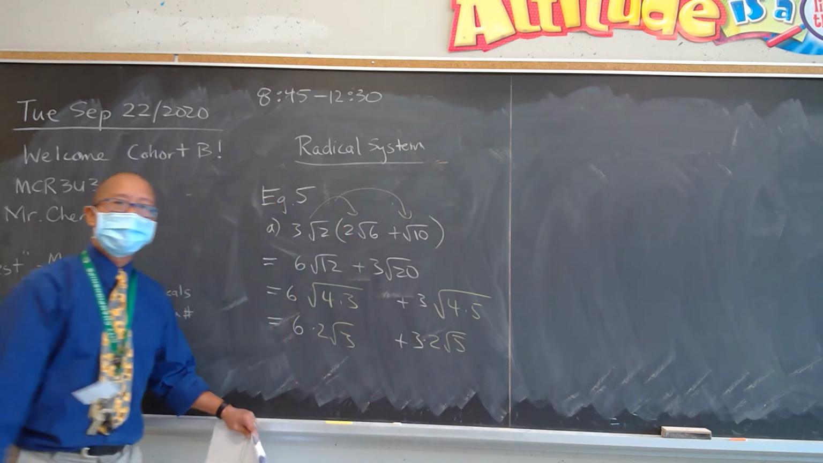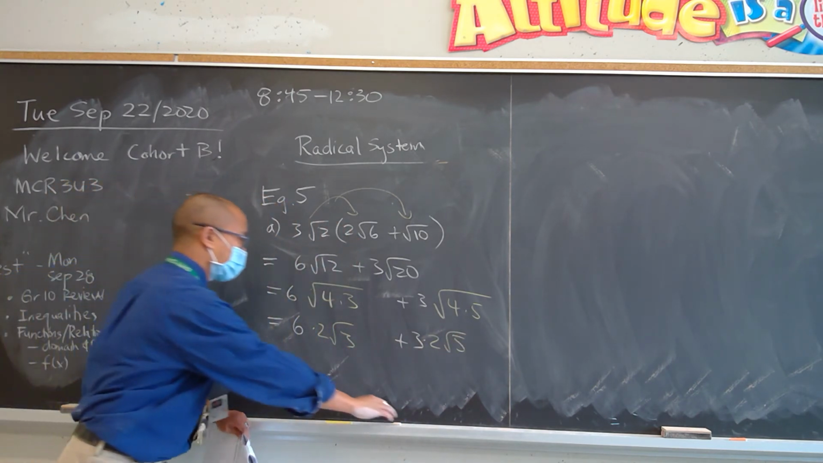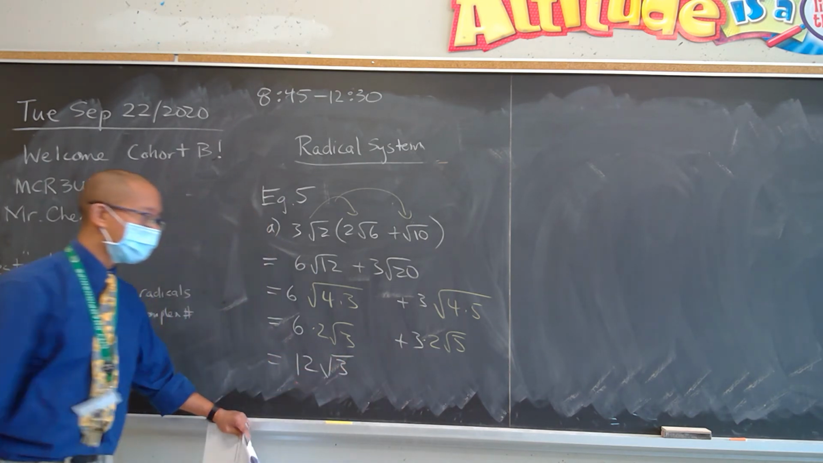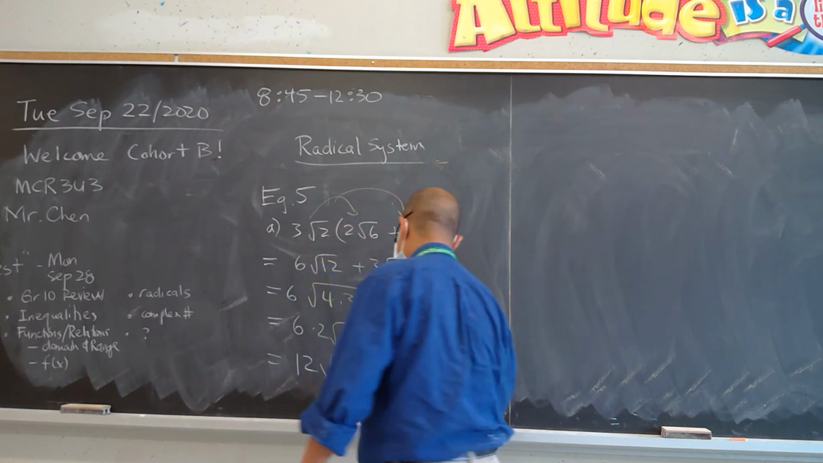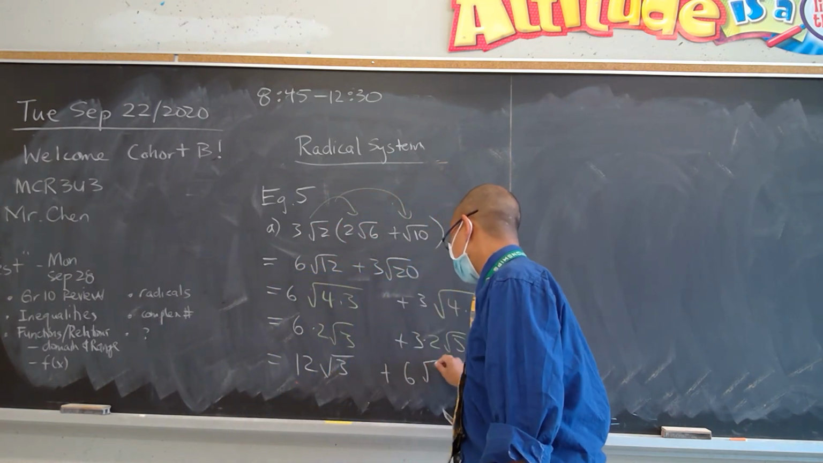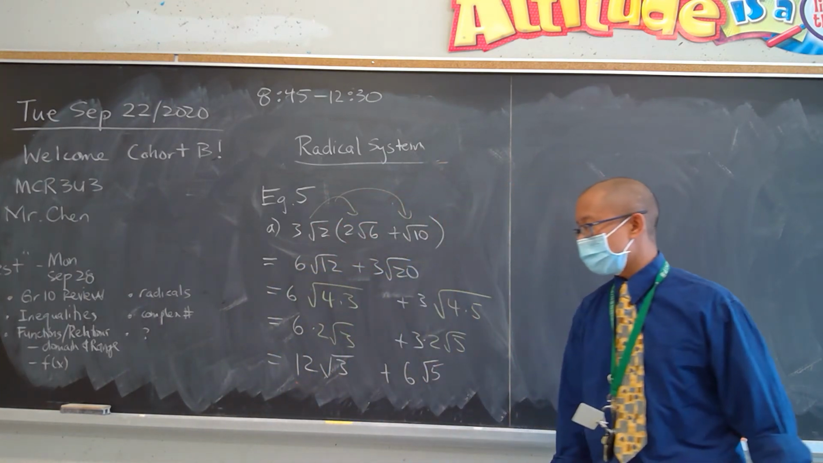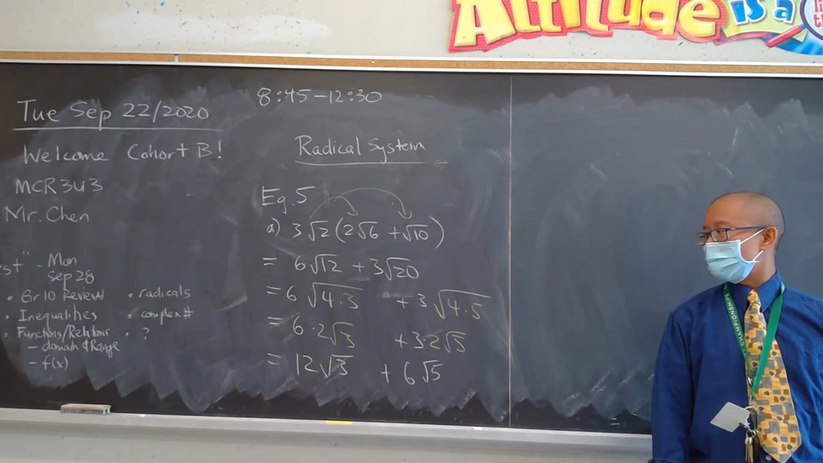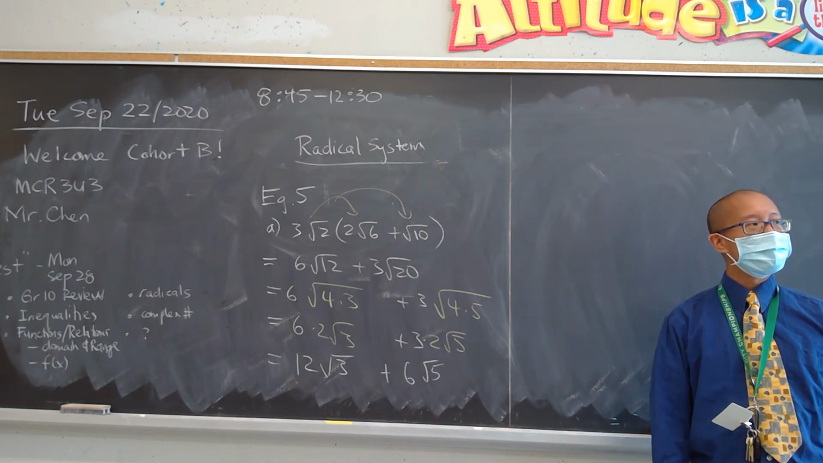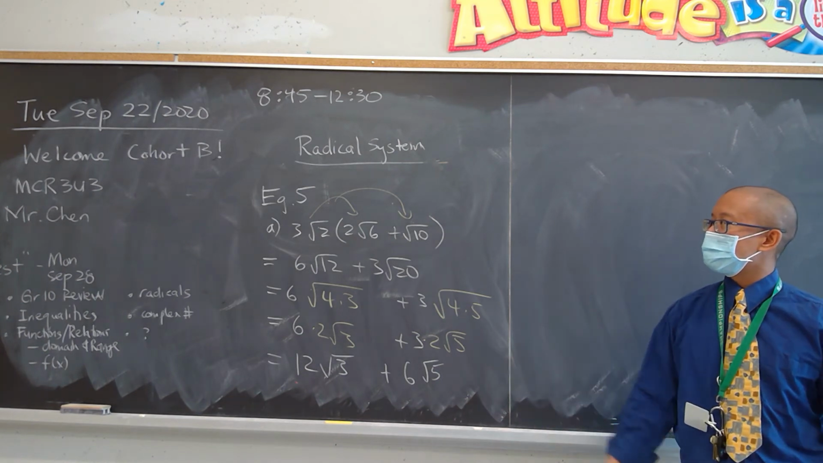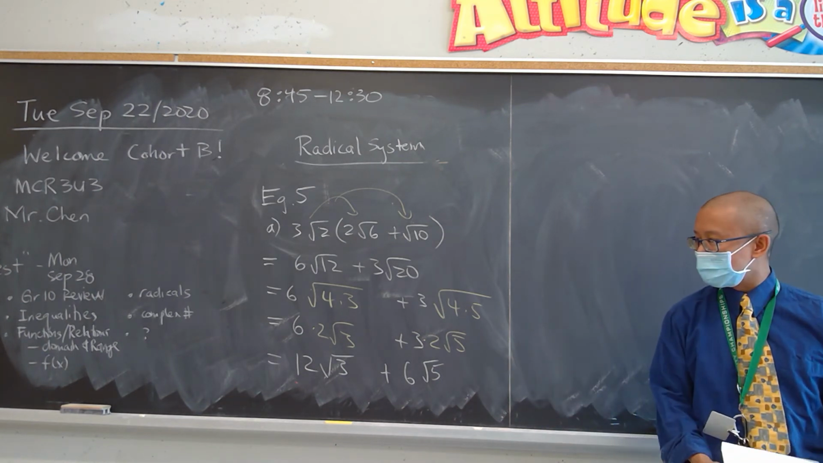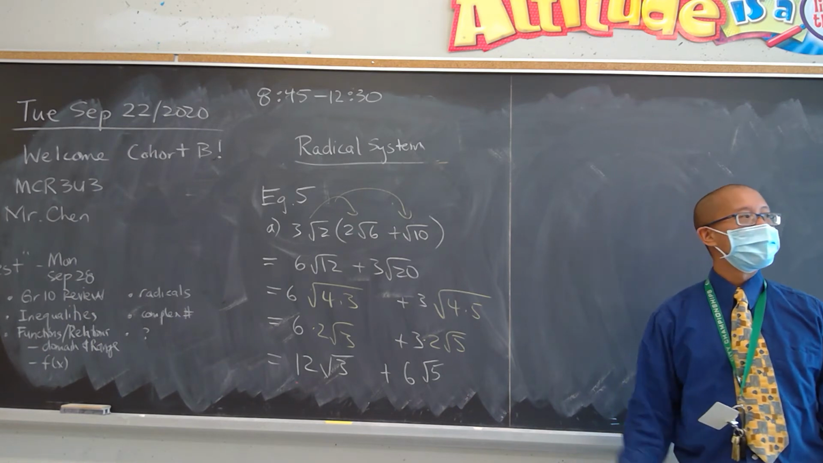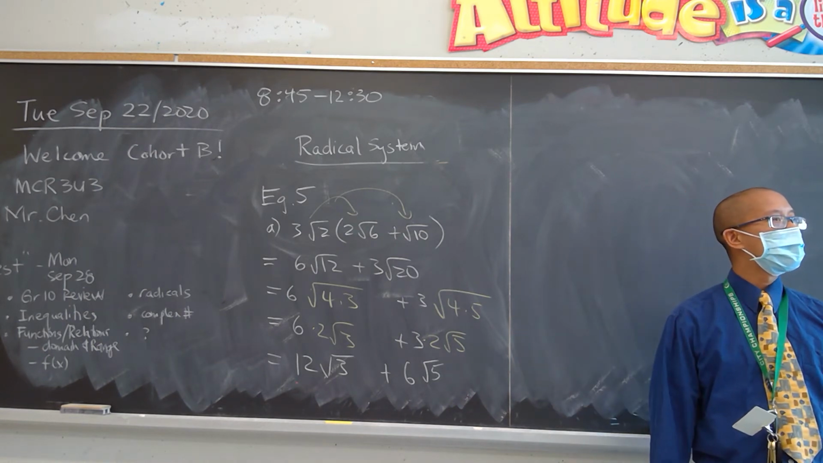And that's why I try to explain the multiplication. 6 times 2 is 12. That's 12 root 3 plus 6 root 5. And I think that's the answer that we're looking for, and we can't go any further. So one more time, the final answer for example 5a is 12 root 3 plus 6 root 5. Any questions about that one?